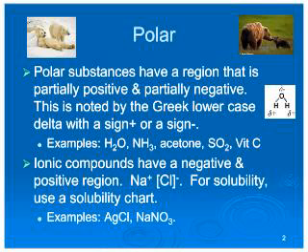Ionic compounds have a negative and a positive region also, but the electron is completely transferred, as we learned in bonding. It is not shared as it is in these other compounds. For solubility, which is what we need to know about ionic compounds, you need to use the solubility chart that we used back in the reaction unit.